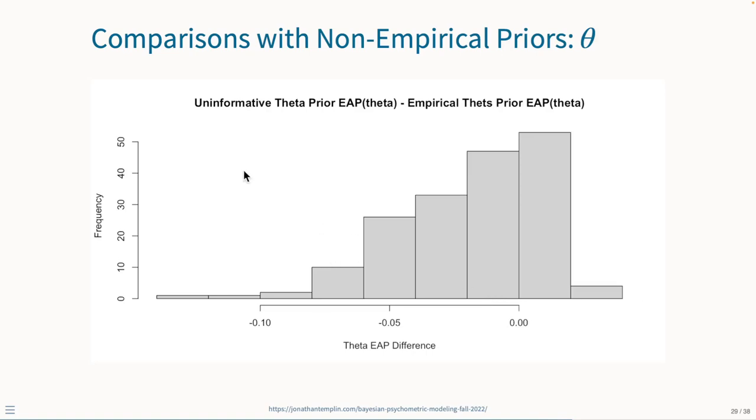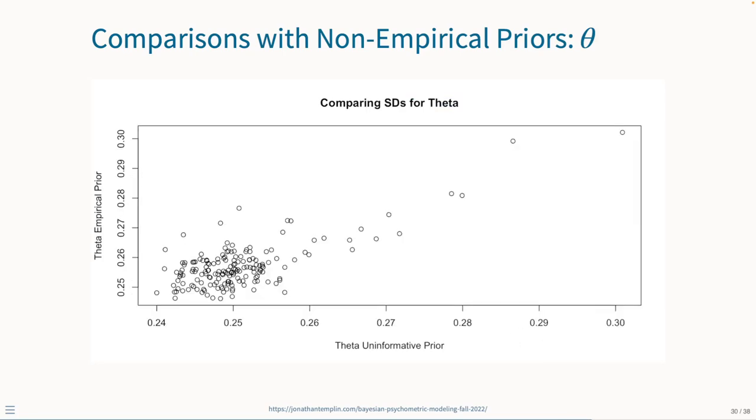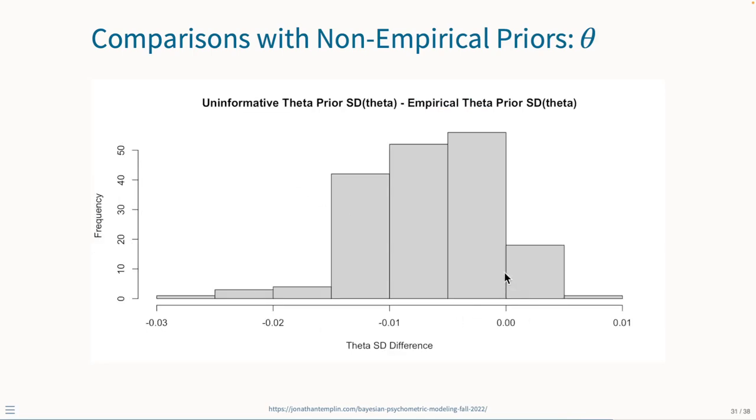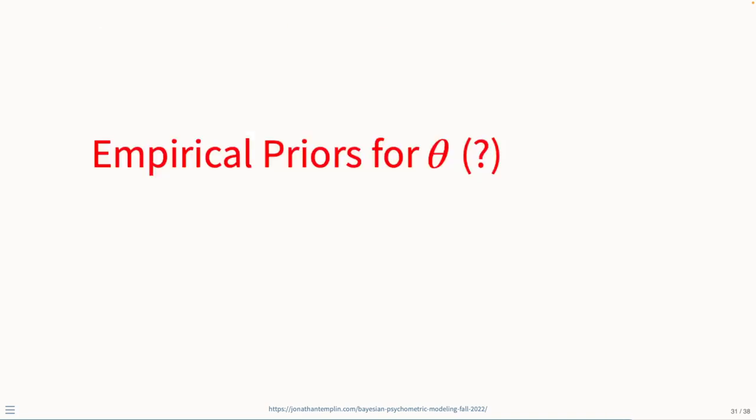And now, what about our theta mean difference? Here, the empirical theta prior gives us a bigger value for most thetas. And then the standard deviations for thetas, again, the empirical prior has bigger standard deviations for thetas. We're actually having less information about theta. But again, the differences are very small. We're in the hundredths place. So it's not very big.